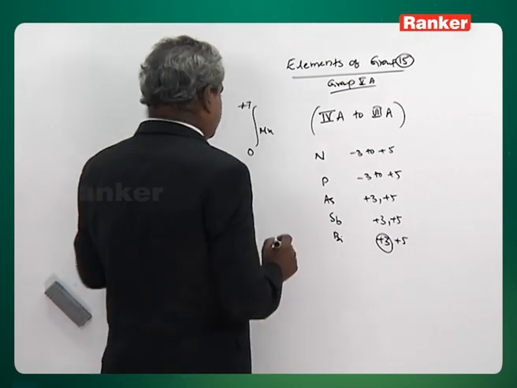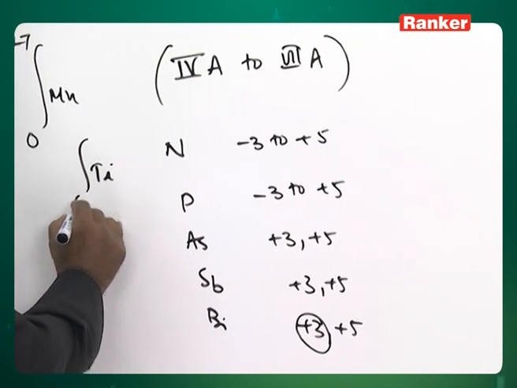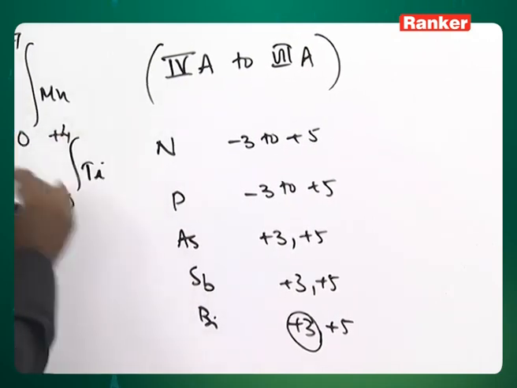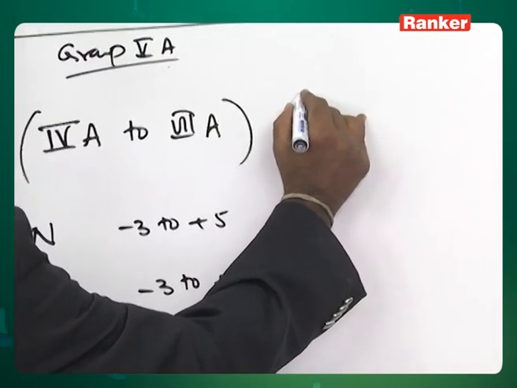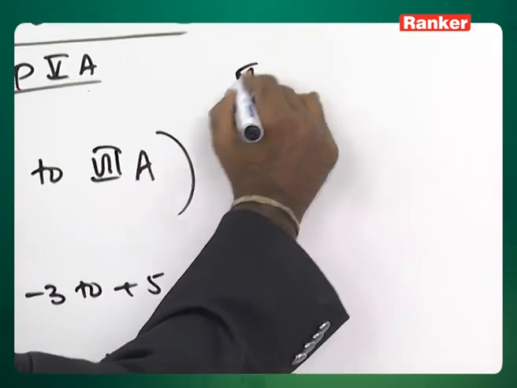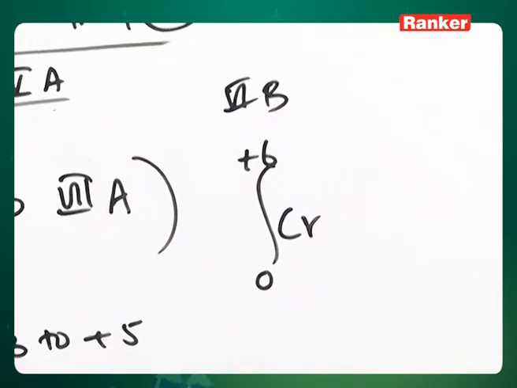So, all other metals, titanium, fourth group, 0 to plus 4. Like chromium, sixth group, 0 to plus 6. Of course, they are all 6B, 4B, 7B. They are all designated as B.